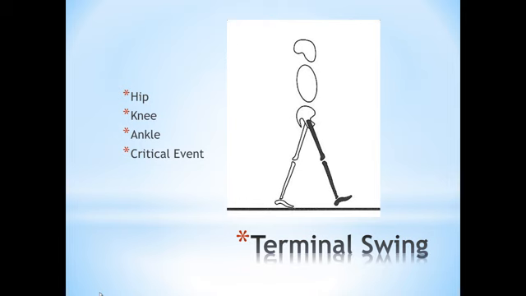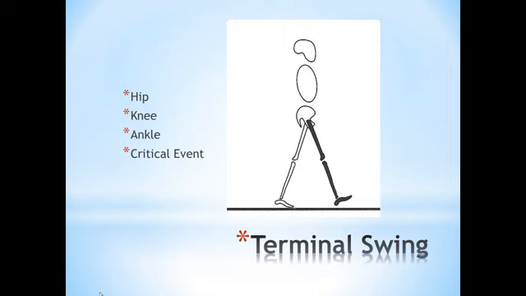So at terminal swing, the leg reaches out to achieve maximum step length. The hip is at 20 degrees of flexion, hamstrings are active, the knee is at 5 degrees, and the quads become active, and the ankle is at 0, and the pretibial muscles are active. So our critical event then is to get full knee extension in preparation for initial contact.